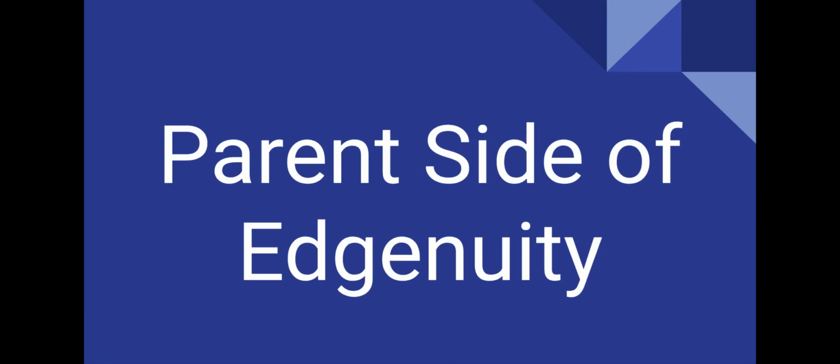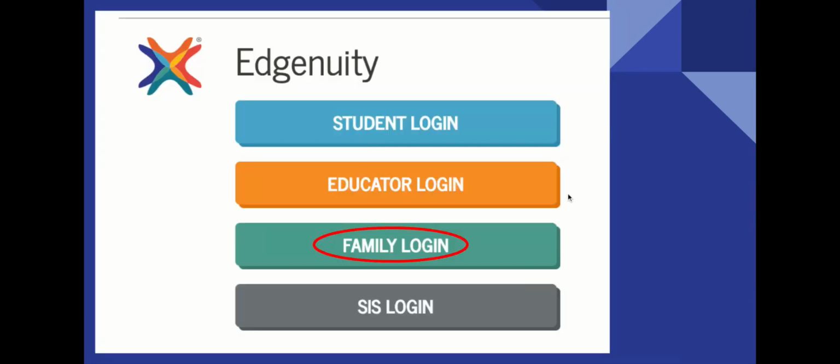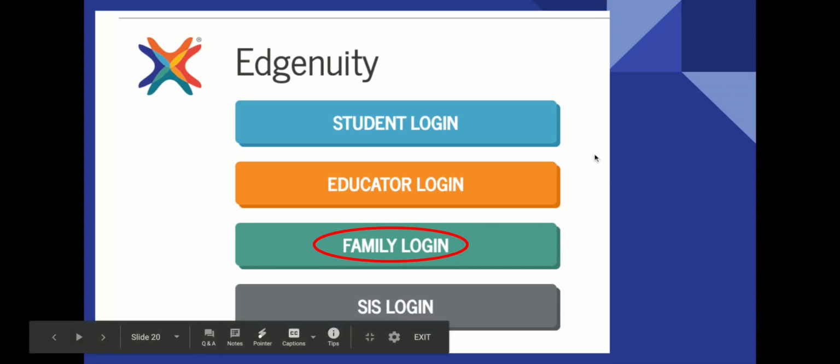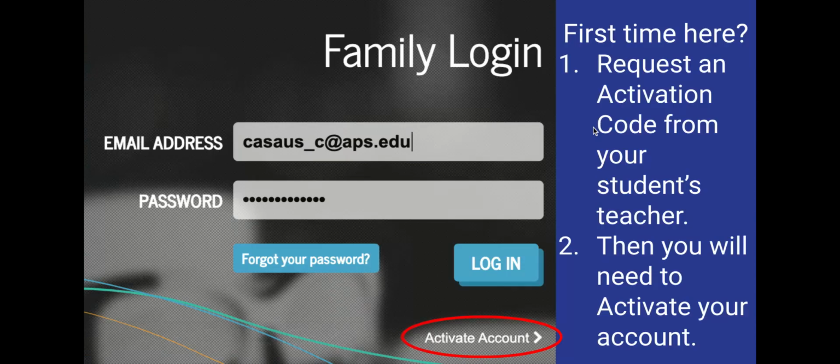If you go to edgenuity.com and select the login button from the top of the screen, you can then click Family Login from the login menu. If you are a returning parent, you'll need to enter your email address and password that you've previously used and hit login. If you forgot your password, use the Forgot Password link.